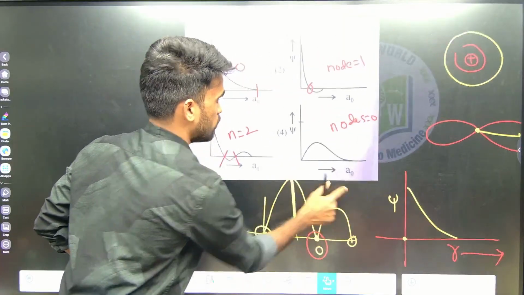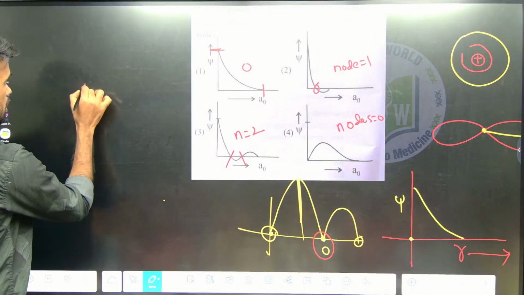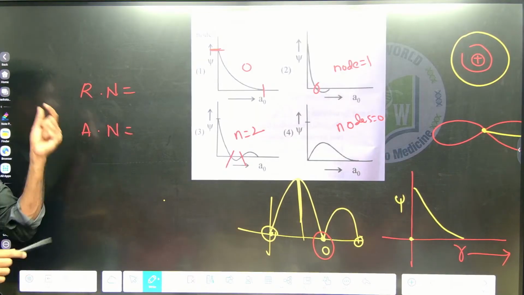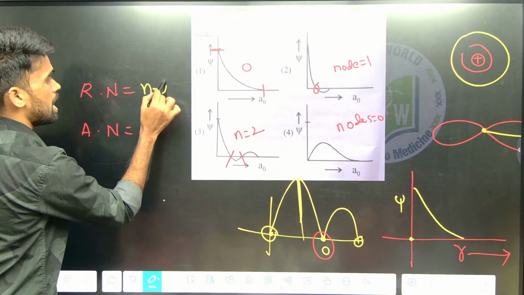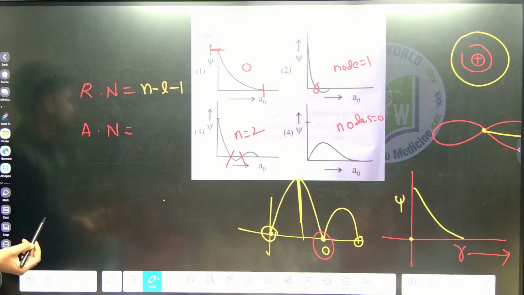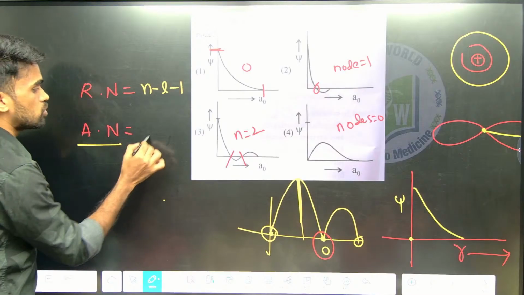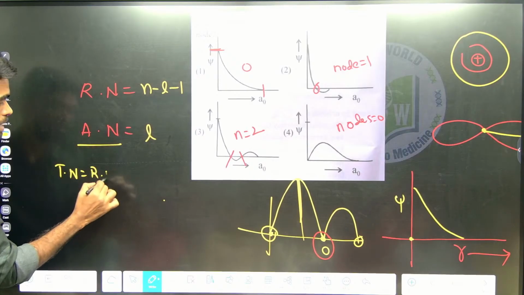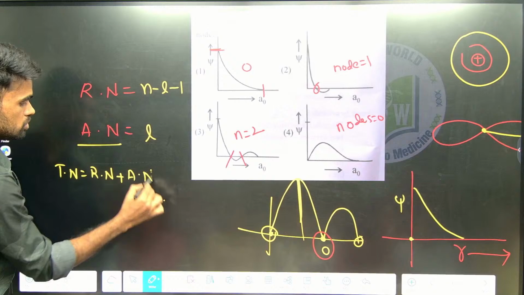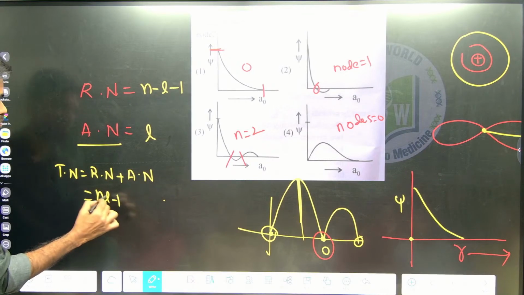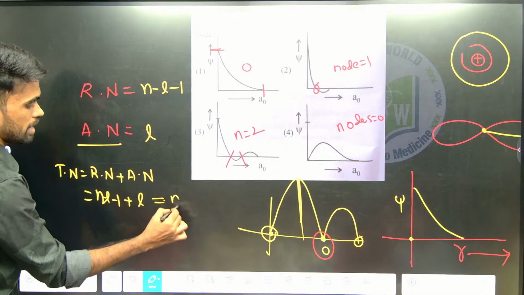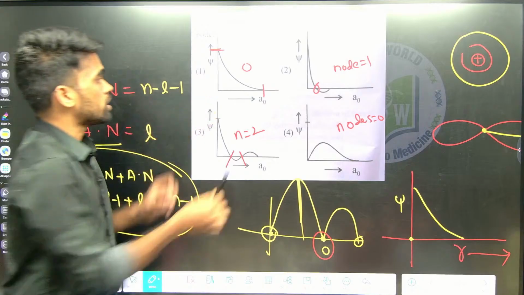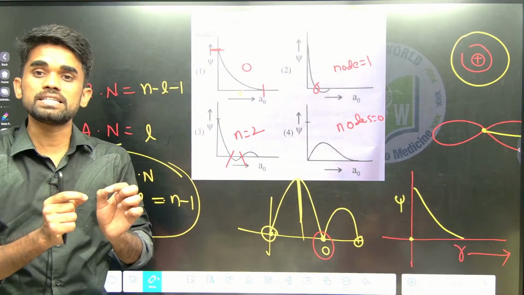Now I will give you one formula. There is something called radial nodes and another called angular nodes. Radial nodes equals n minus L minus 1. Angular nodes equals L. Total nodes equals radial nodes plus angular nodes, so n minus L minus 1 plus L gives total n minus 1. We are talking about radius now, so here it should be considered as radial nodes.